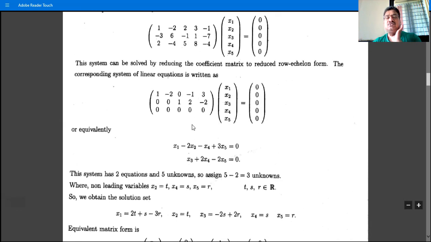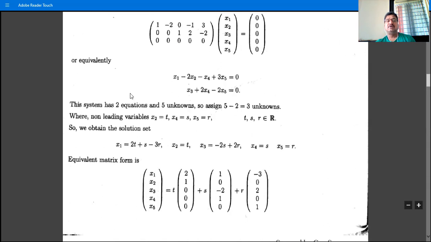So in order to solve the system, rewrite the equation. What we have: x1 minus 2x2 minus x4 plus 3x5 is equal to 0 is the first equation. Then x3 plus 2x4 minus 2x5 is equal to 0 is the second equation. So the system has 2 equations and 5 unknowns. So we assign 5 minus 2, that is 3 unknowns.